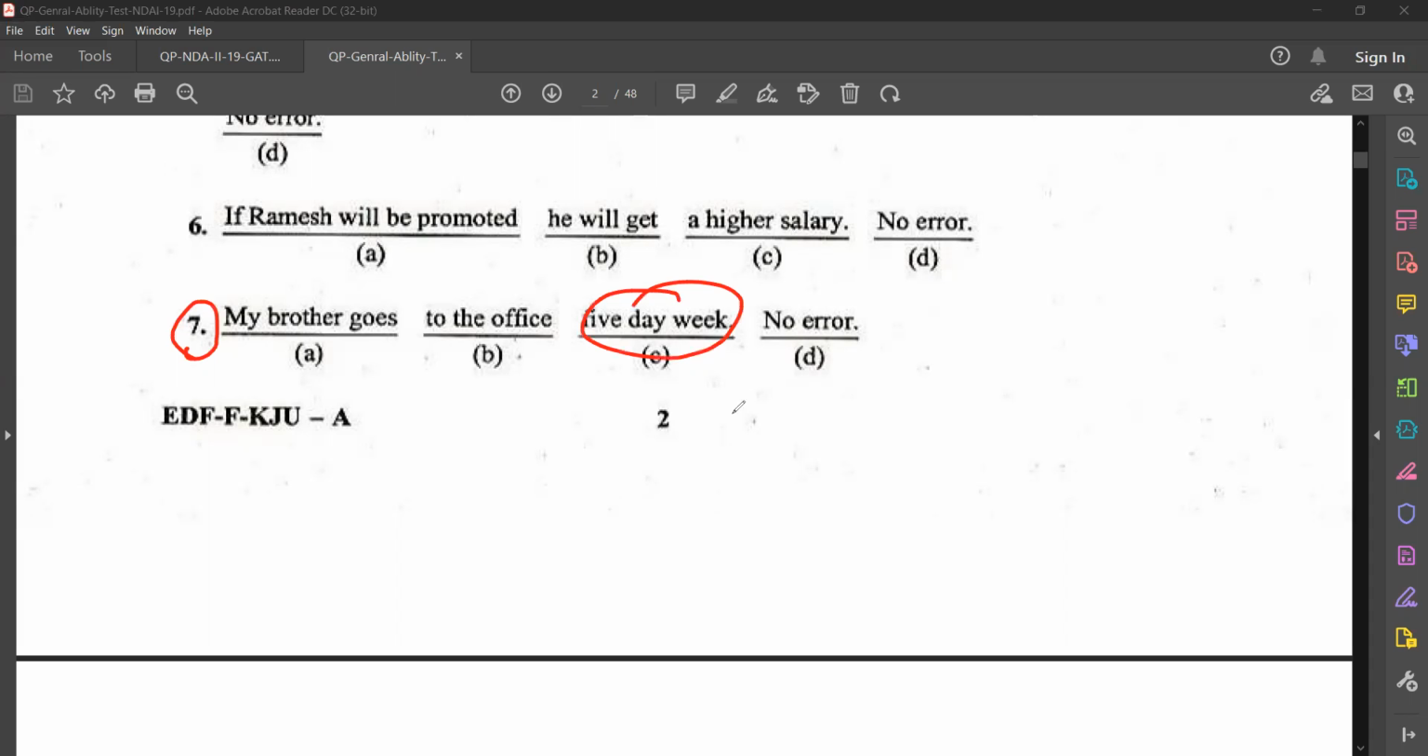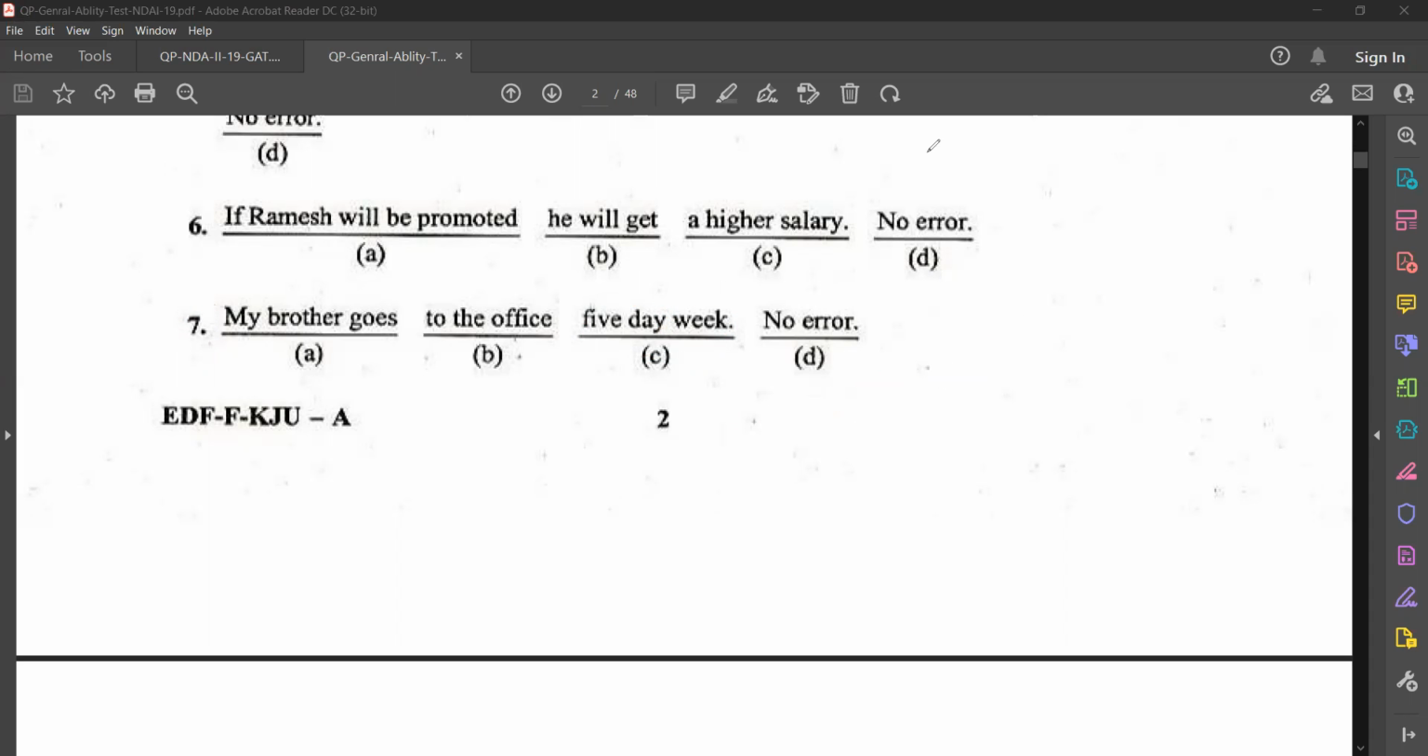5 days a week. Otherwise, it is grammatically wrong, isn't it? It should be like 5 days a week. That means in a week, he goes for 5 days. Yeah, "5 day" we cannot say. It should be 5 days a week. In a week, 5 days he goes to the office.